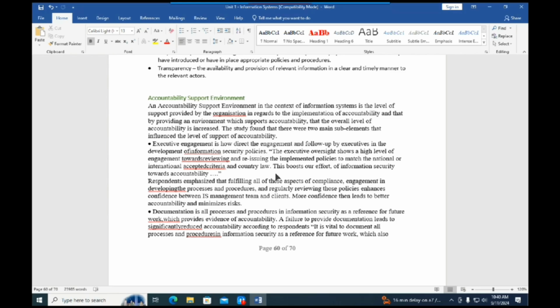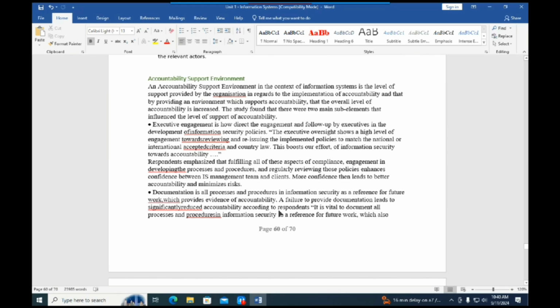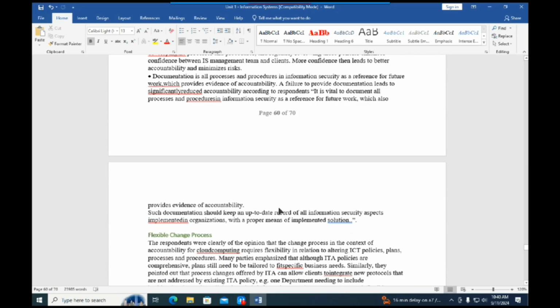So we also have documentation, which is all the processes and procedures that are done in information security as a reference for future work that are actually going to provide evidence of accountability. And a failure to provide documentation is going to lead to the reduction of accountability, according to the various respondents.